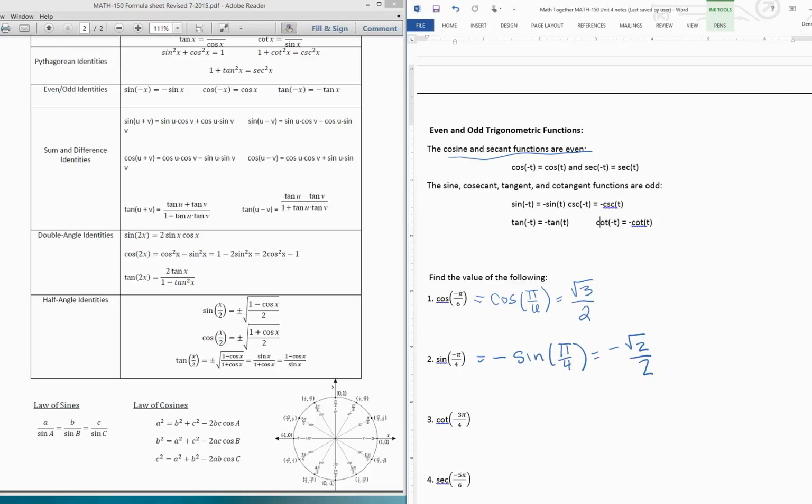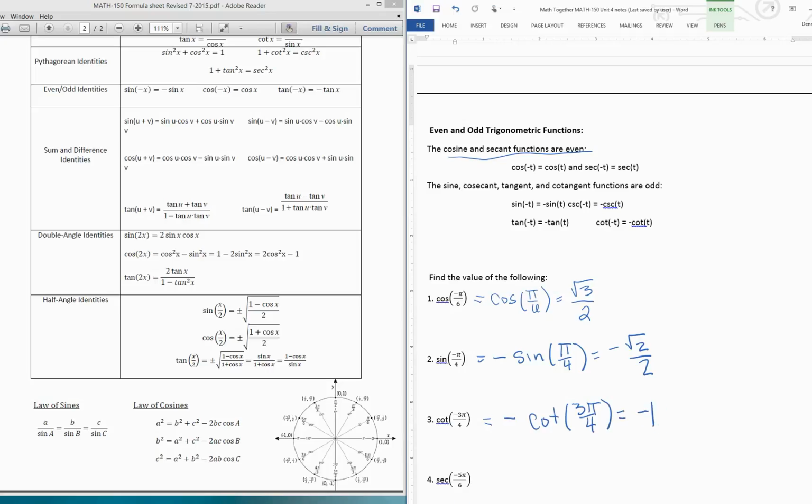Okay, cotangent of -3π/4 would be equal to negative cotangent of 3π/4. Okay, and cotangent of 3π/4 is 1, so this would be -1.